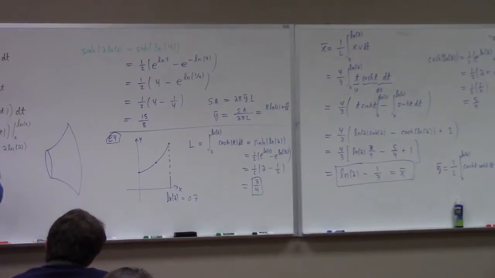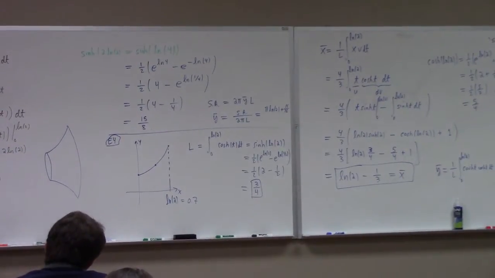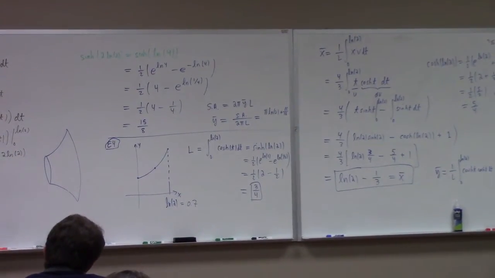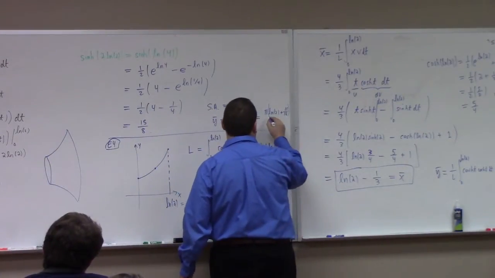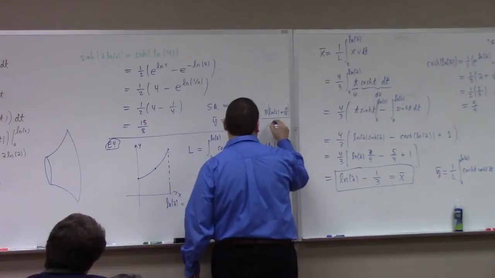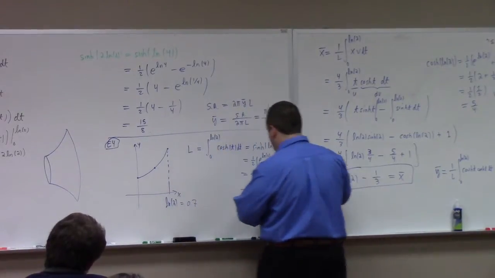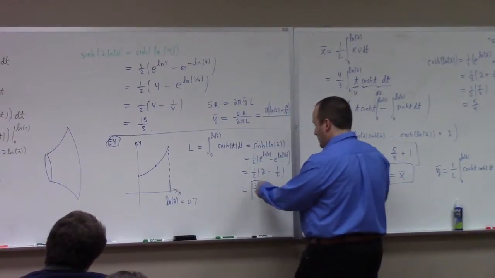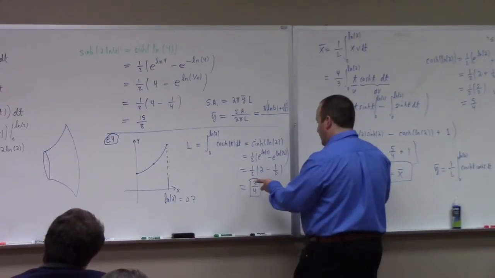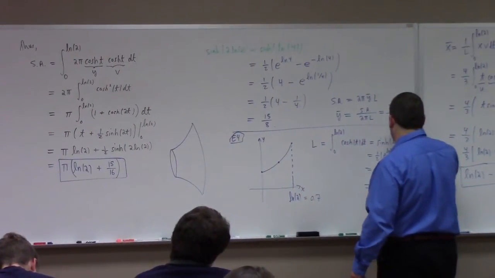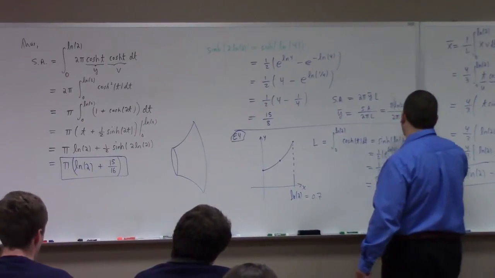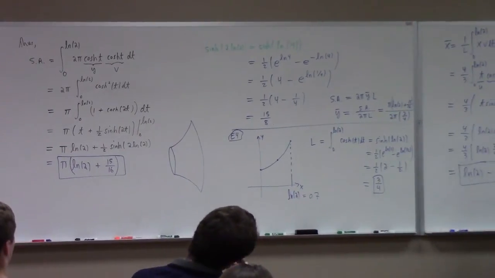Oh, I need one of these deals. Is that better? Okay, so, yeah, sorry about that. So pi times log 2 plus 15/16 divided by 2 pi L, but 2 pi L is really just 2 pi times 3 over 4. Let me just write it in an unsimplified way. So you could simplify that, and that will give you the y bar.